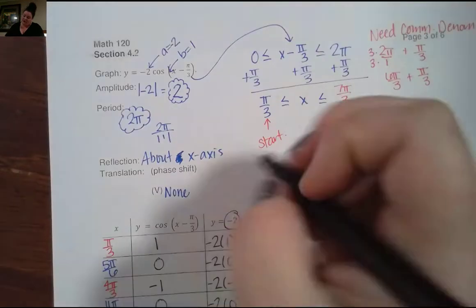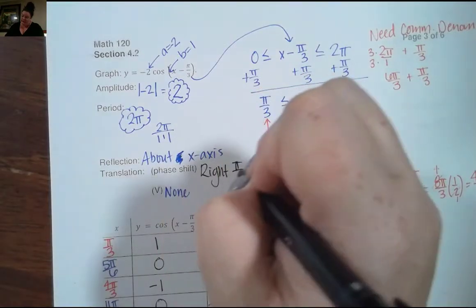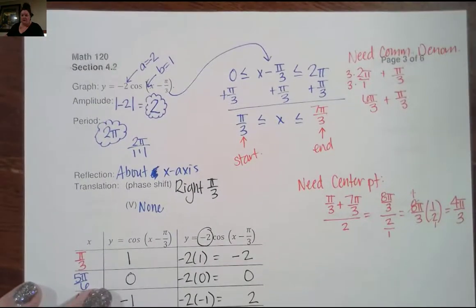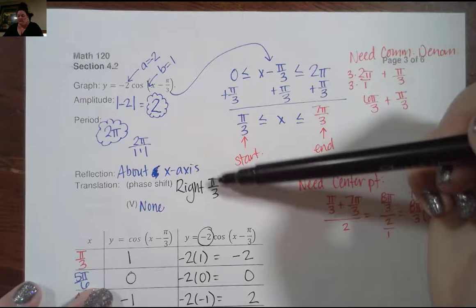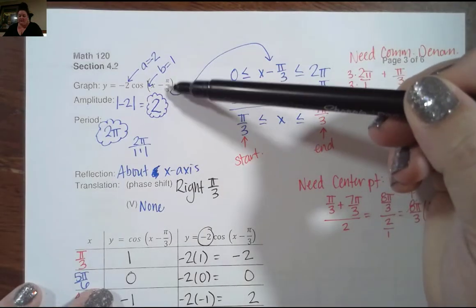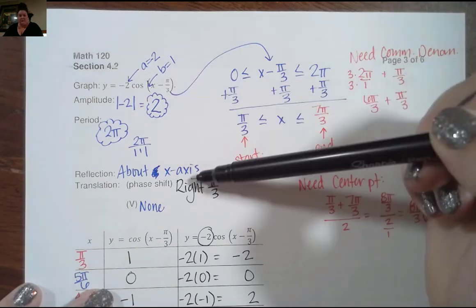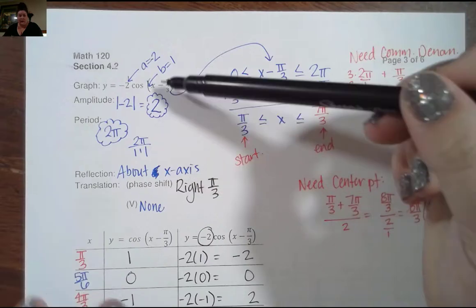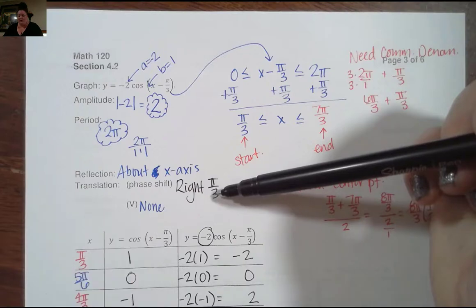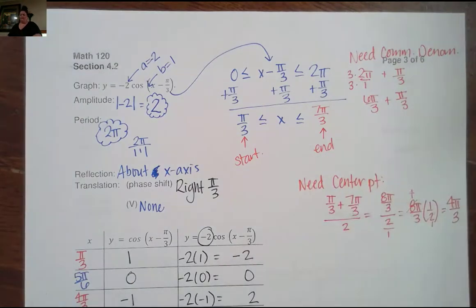So up here for our phase shift, I'm going to go ahead and write in, we went to the right, pi over 3. And again, if you remember transformations from college algebra, you could have easily gotten this just from looking at the function, right? x minus pi over 3, because we're subtracting in here, it actually moves it to the right. If that's confusing for you, then go ahead and just work out the whole thing, and then when you have your picture, you should easily be able to see that it was a translation to the right. Okay.